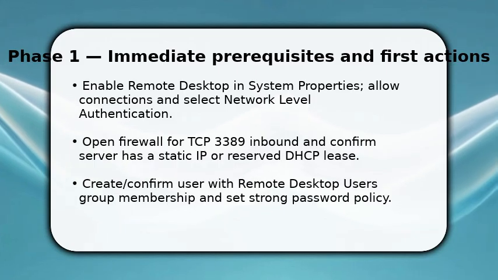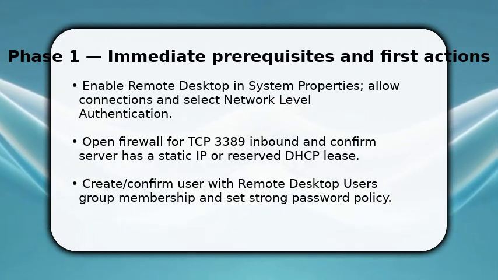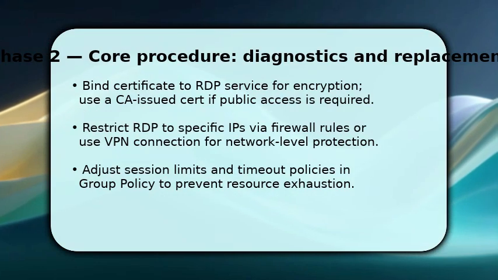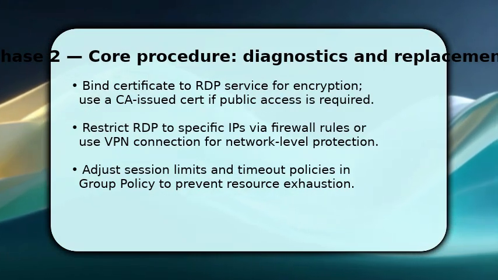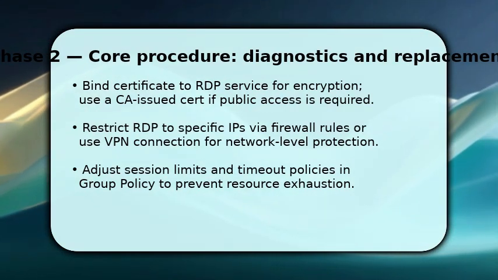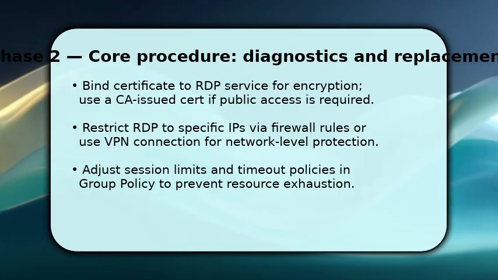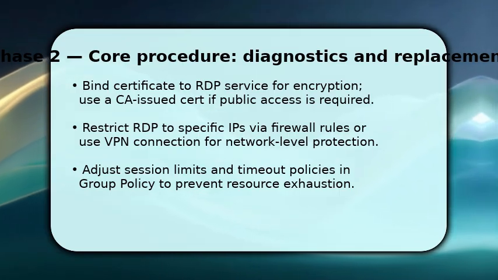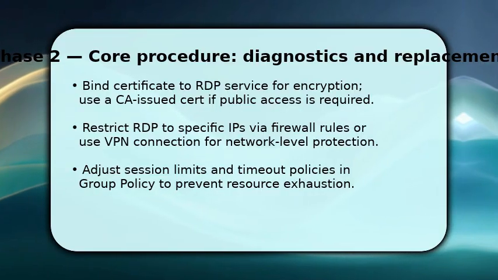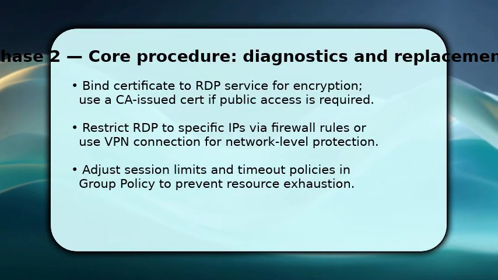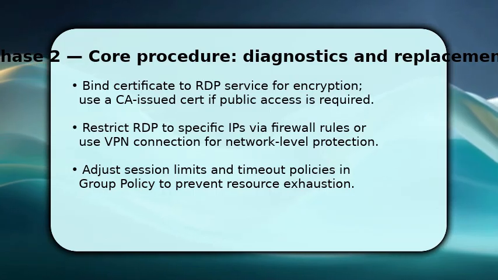Now you harden access. Bind an SSL certificate to the RDP service to avoid weak encryption. If you need public access, use a CA-issued certificate. Next, restrict which source IPs can connect by creating firewall rules or, preferably, require a site-to-site or client VPN so the server isn't exposed directly.